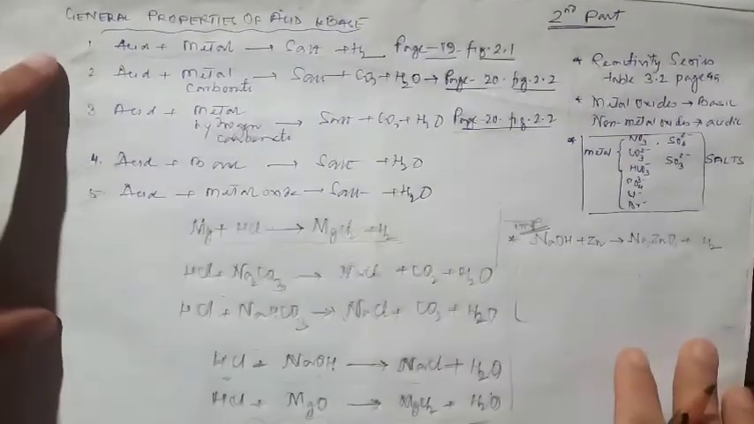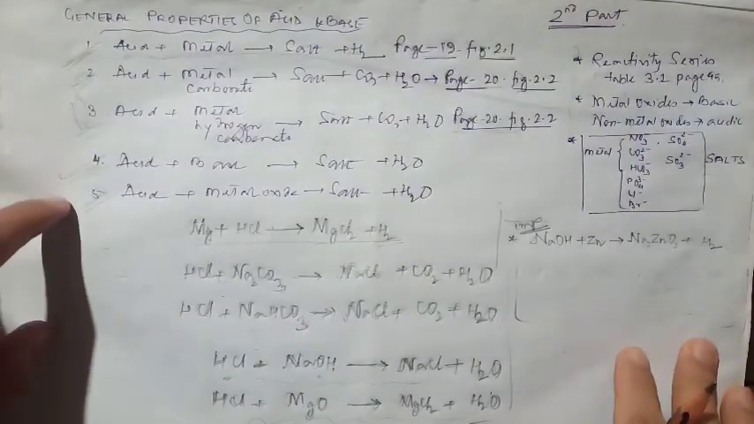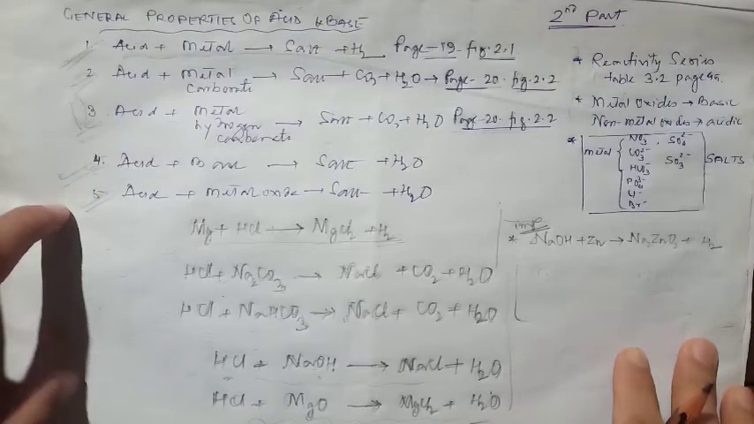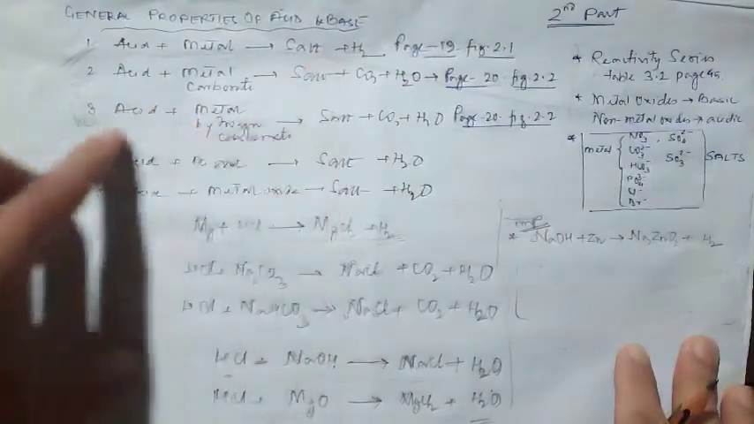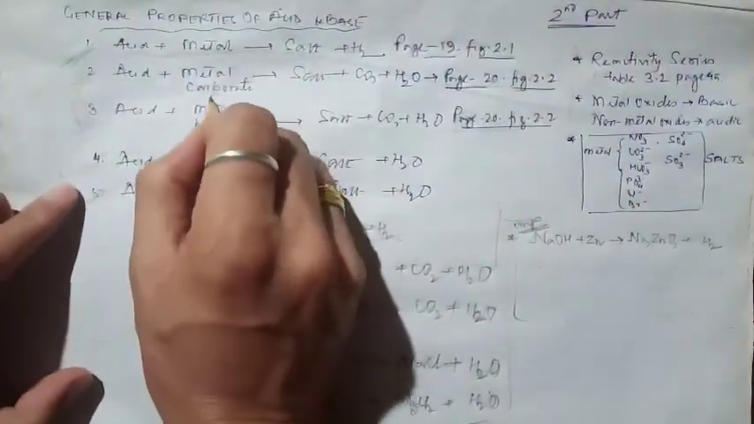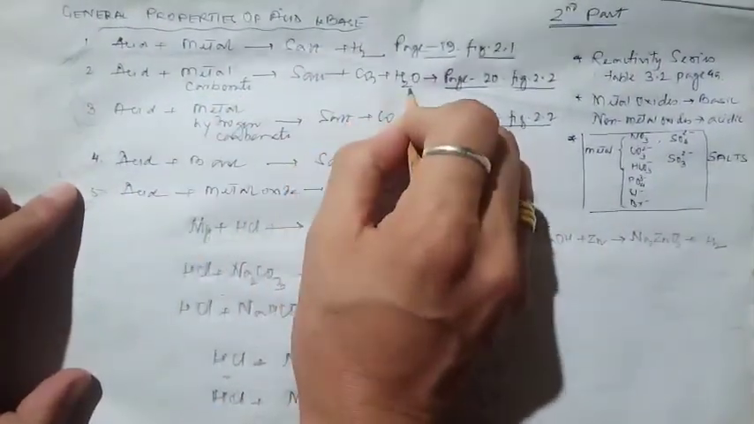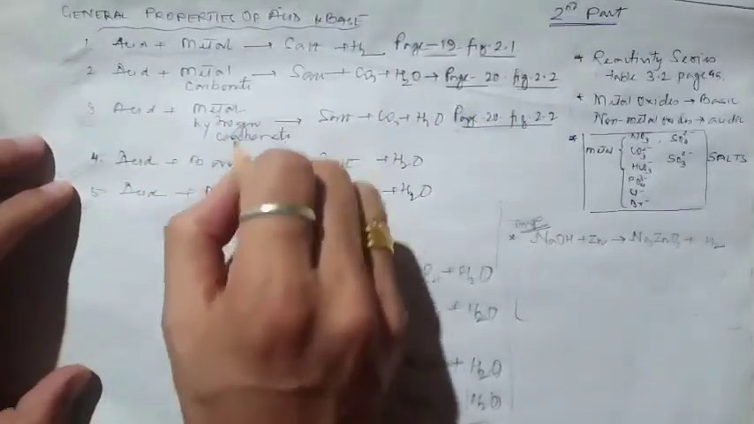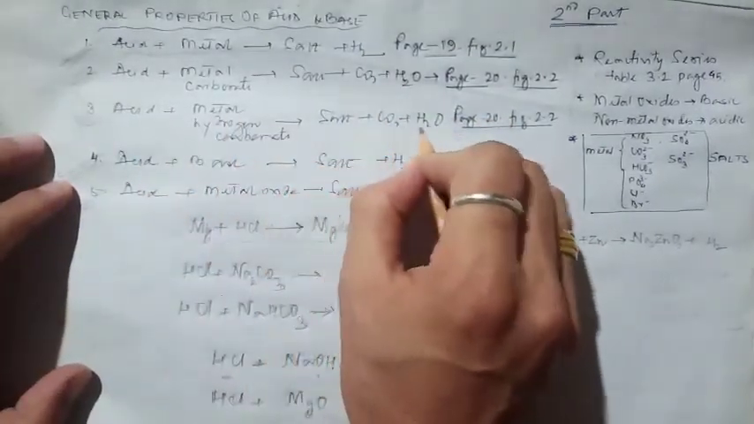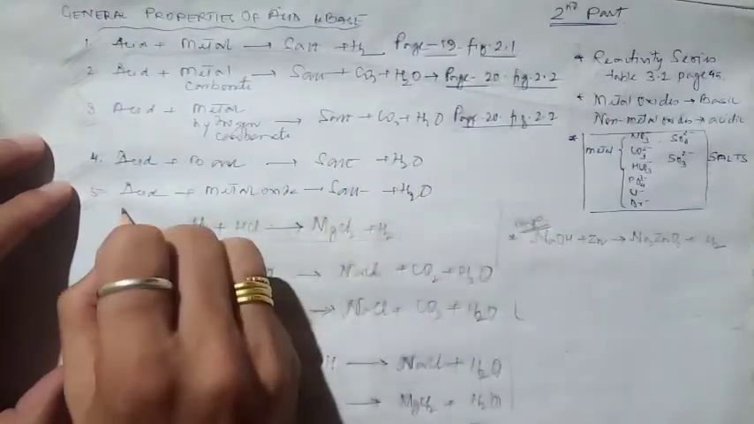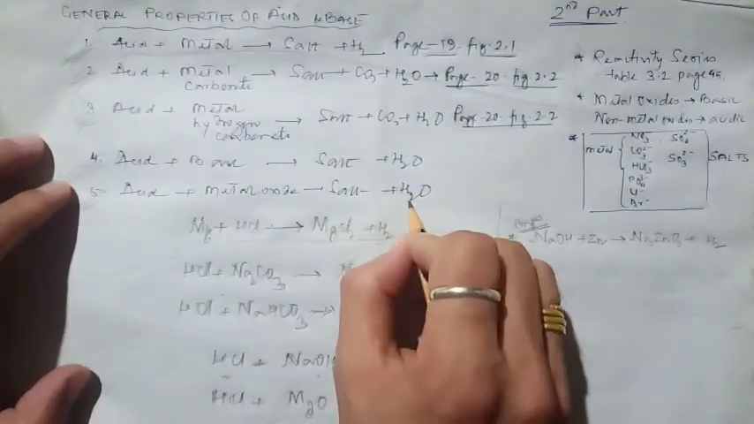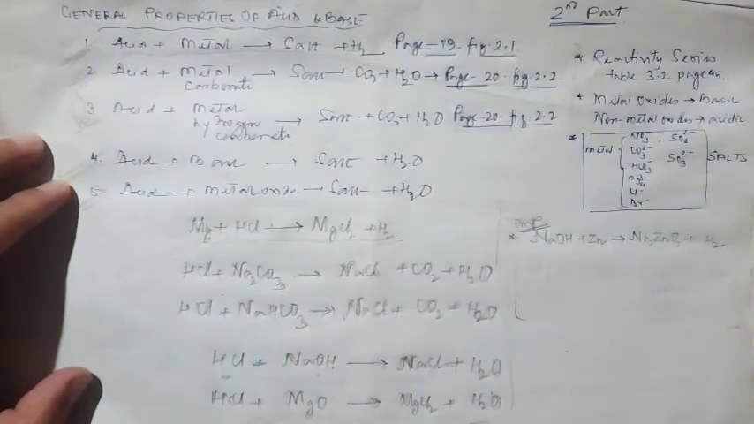So students, here I have listed all the important properties of acids. Acid plus metal gives salt plus hydrogen. Acid plus metal carbonate gives salt plus carbon dioxide plus water. Acid plus metal hydrogen carbonate gives salt plus carbon dioxide plus water. Acid plus base gives salt plus water. Acid plus metal oxide gives salt plus water.